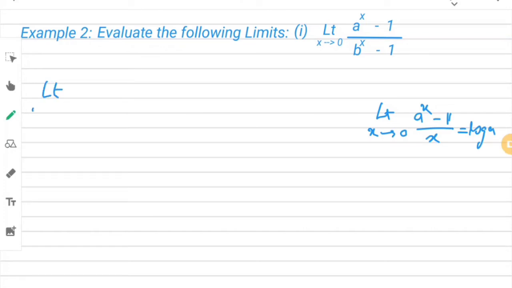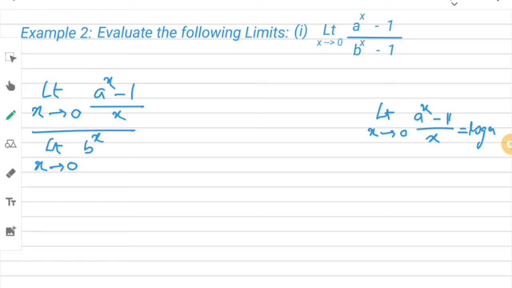So it will become limit x tends to 0 (a power x minus 1) divided by x, over limit x tends to 0 (b power x minus 1) divided by x. Now it's in the form of (a power x minus 1) divided by x, so we can change it as log a. In the numerator, I am having log a as the result, and in the denominator, instead of a, I am having b. Therefore, this is nothing but log b.